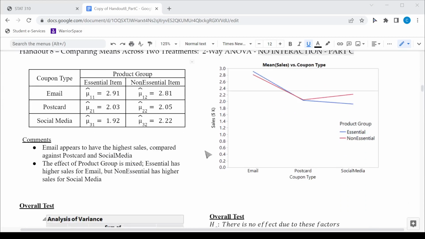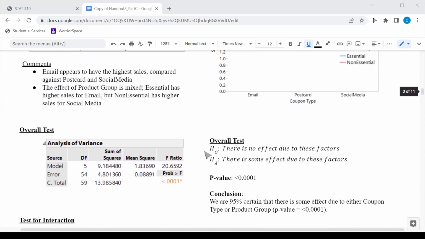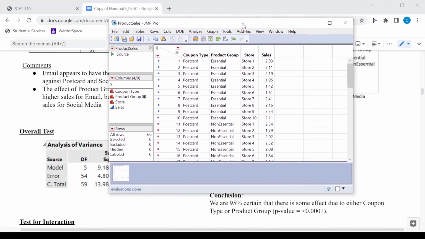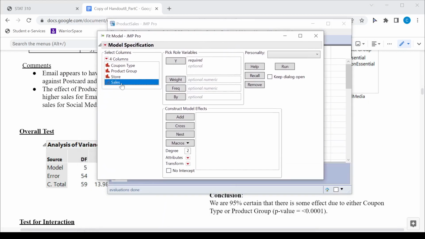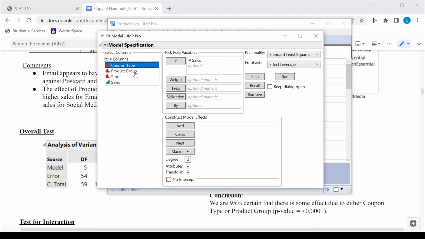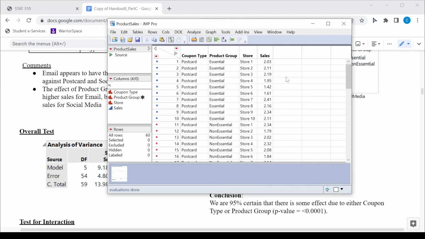Okay, so let's go ahead and do the analysis. I do that under Analyze, Fit Model. I want to compare sales across coupon type and product group, so coupon type is going to come down here, and product group is going to come down here. And then I'm going to put the interaction term in there, though I don't think it's going to be significant. So highlight both of those, hit the cross term. That's going to be that interaction term. Go ahead and hit run.